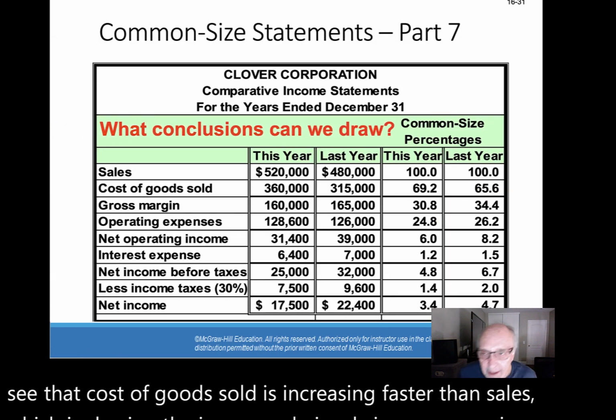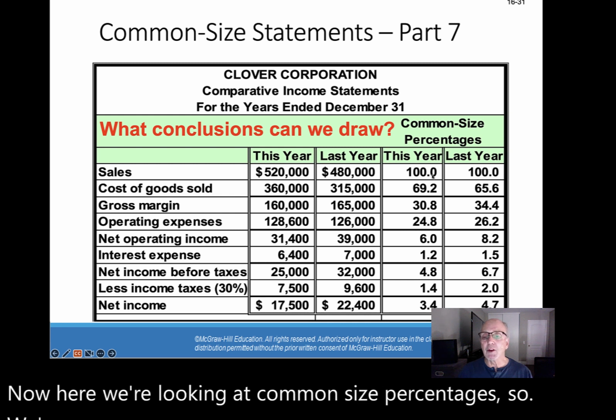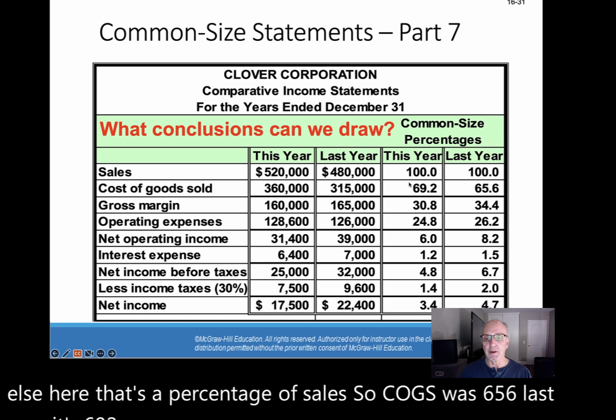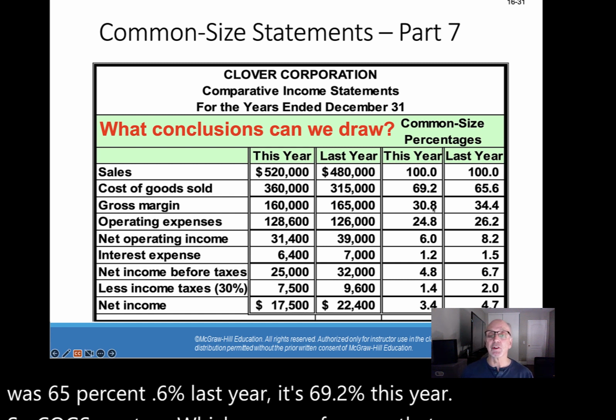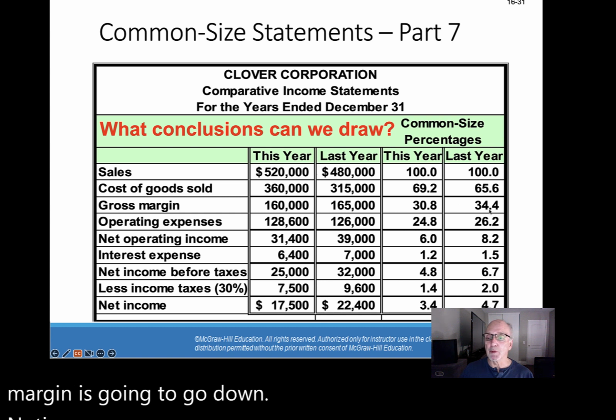Now here we're looking at common size percentages. So we're saying that sales is 100%, and we're looking at everything else here that's a percentage of sales. So COGS was 65.6% last year. It's 69.2% this year. So COGS went up, which means, of course, that our gross margin is going to go down. Notice, even though sales went up, gross margin went down.